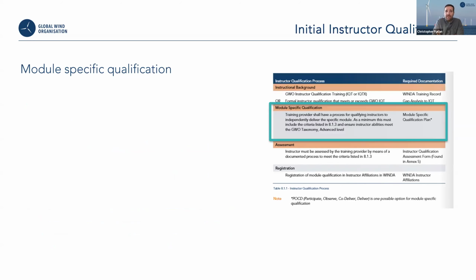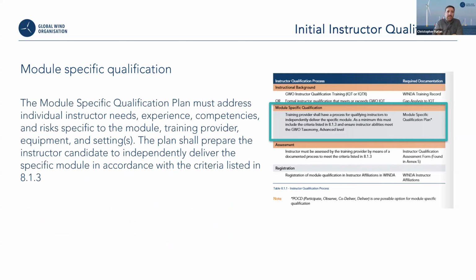The second part of the initial instructor qualification is the module-specific qualification. The module-specific qualification requires the training provider to create a module-specific qualification plan. The plan must address individual instructor needs, experience, competencies, and the risks specific to the module. We know, for example, working at heights is a much riskier module than first aid. It also must look at the training provider's equipment and settings. Is this a mobile setting? Is it a fixed setting? All of these different considerations need to be taken into account when qualifying an instructor to deliver.